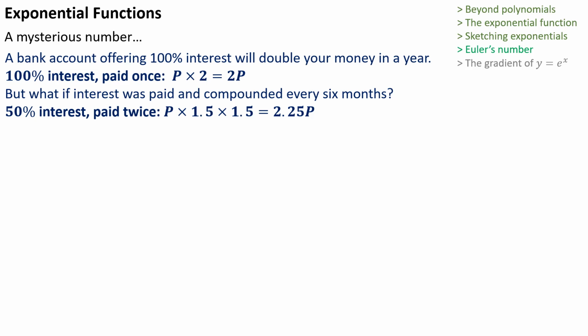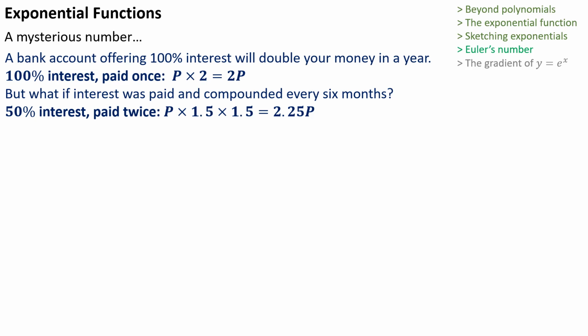You put £100 in, instead of becoming 200, it becomes 225. And the reason is you get interest paid on the interest. The additional £50 that's been sitting in your account for the final 6 months gets 50% interest, which is an extra £25. But why stop there?